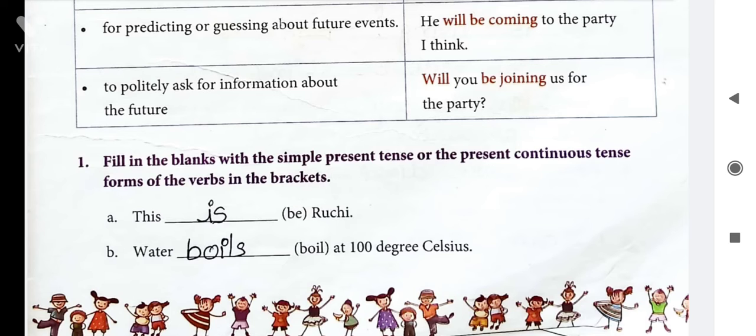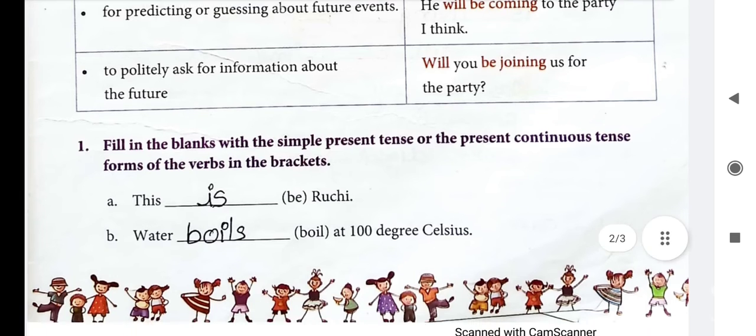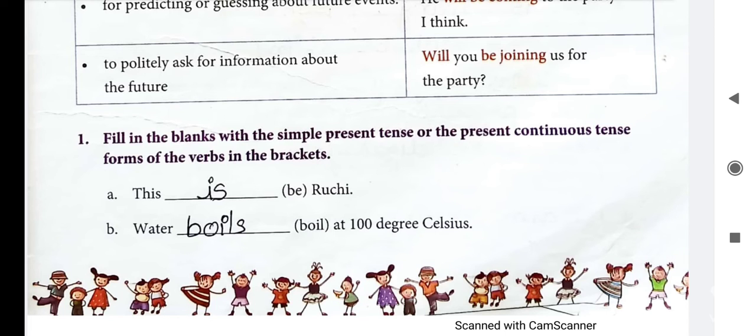Will you be joining us for the party? We are using be. After will, the subject, then be, then verb plus ing. Will you be joining us for the party? Will you be doing this work for me next week? Will you be coming with us to Dehradun? So now you are asking for information about the future, but in a polite manner.